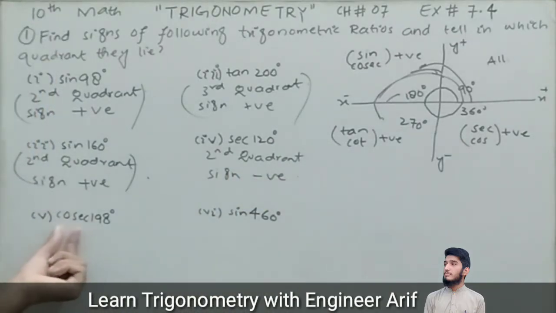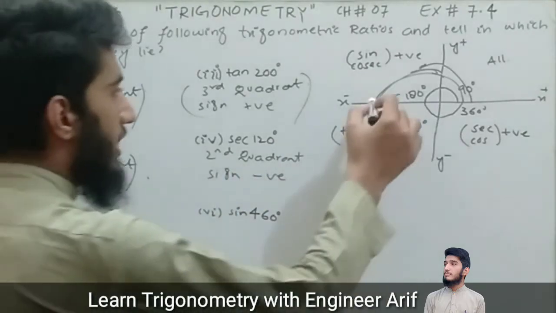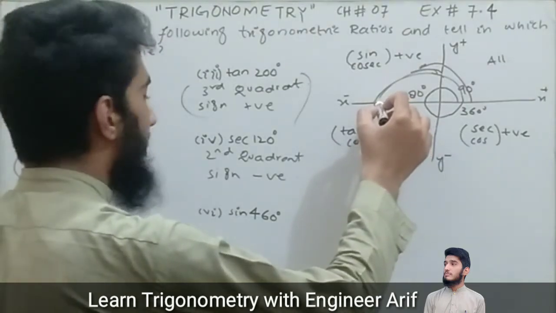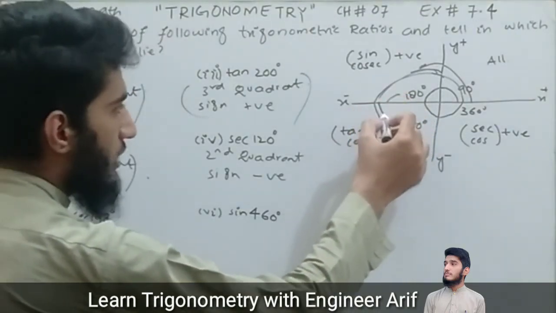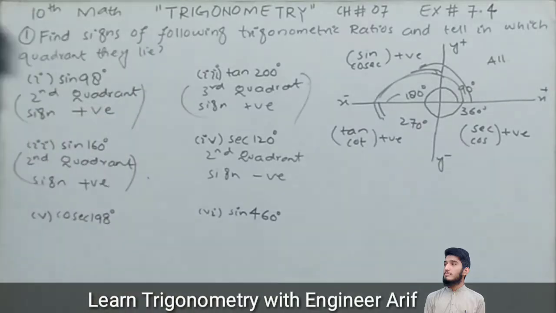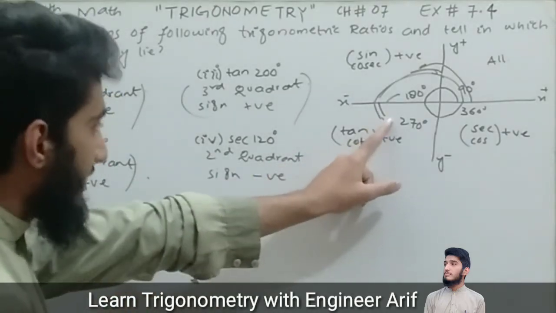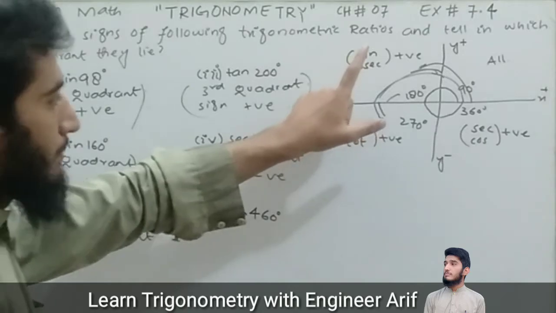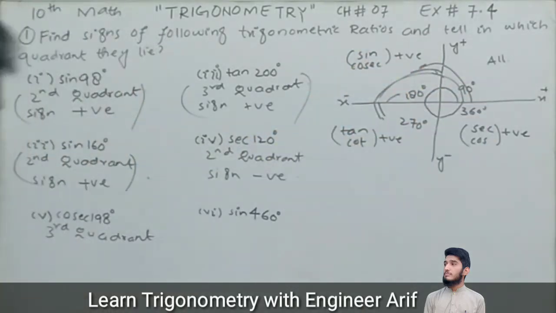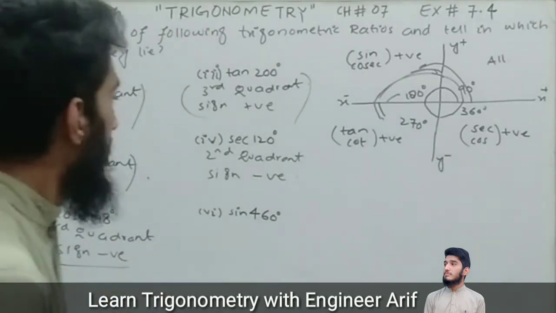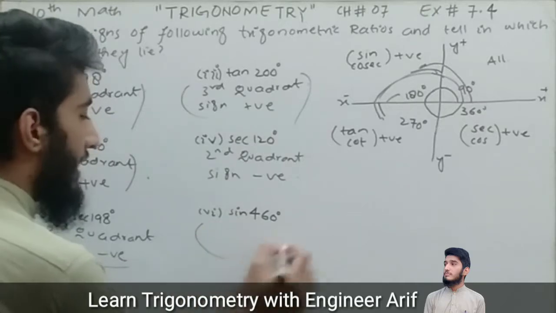Move to the fifth part, cosecant 198 degree. Over here it covers 180 degrees. Further moving on, it will cover 198 degrees. So it lies in the third quadrant. Cosecant in the third quadrant is negative because it is positive only in the first and second quadrants. So the sign of cosecant 198 degree will be negative.